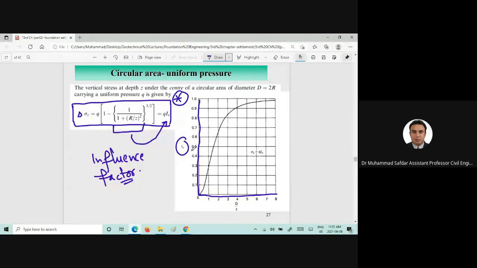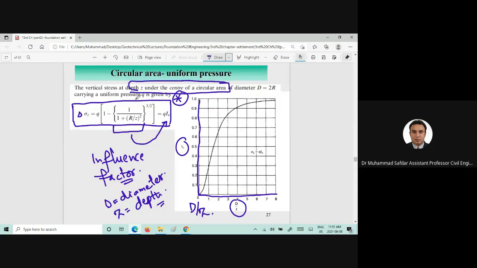This is the IC from d by z, where d is the diameter of the circular footing, and z is the depth under the center of the circular area at which we want to find the vertical stress or the stress increase.